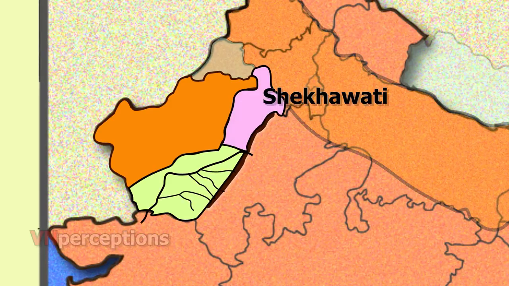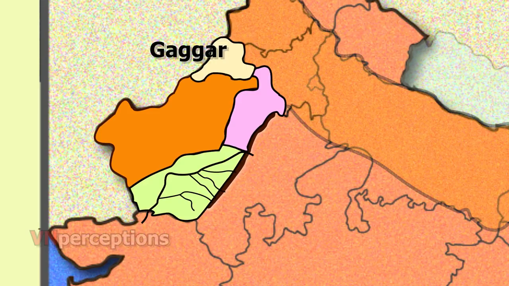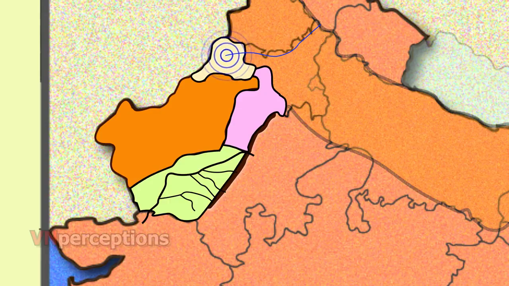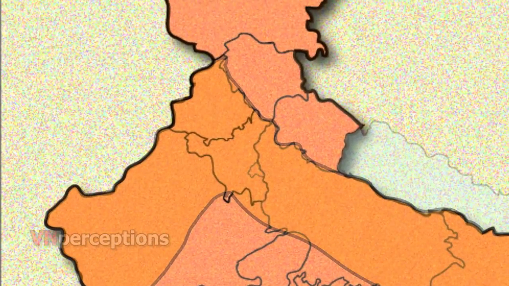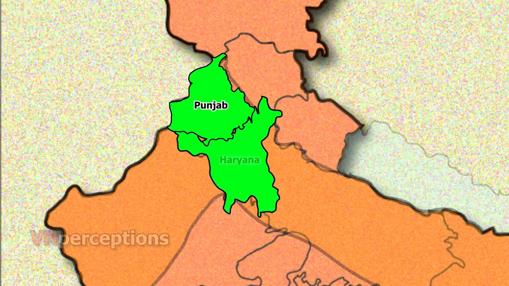Then the Shekhawati region. This was the region of the Shekhawati Rajputs. Then the Ghaggar Plain. This region is known as Ghaggar Plain because river Ghaggar, an inland river, terminates in this region. After the Rajasthan Plains comes the Western Plain, which mainly covers the states of Punjab and Haryana.